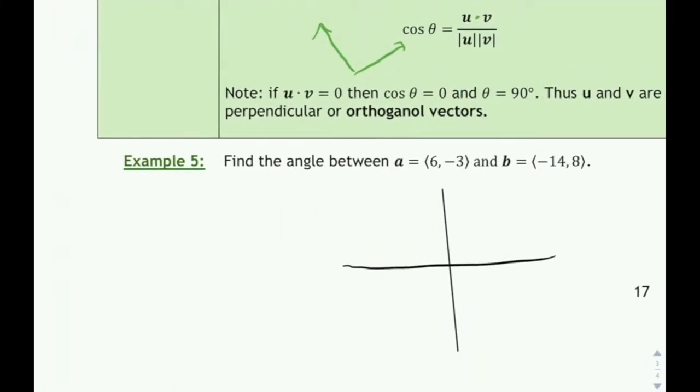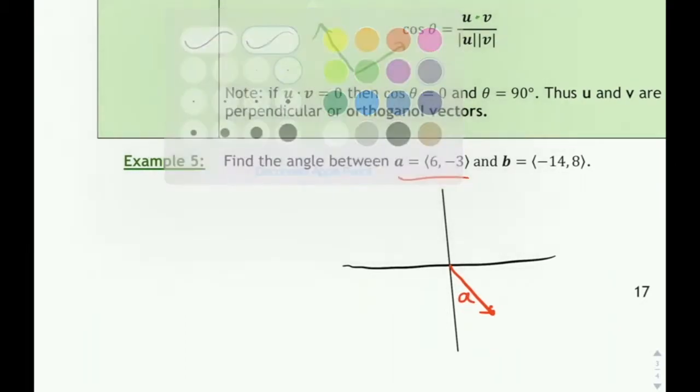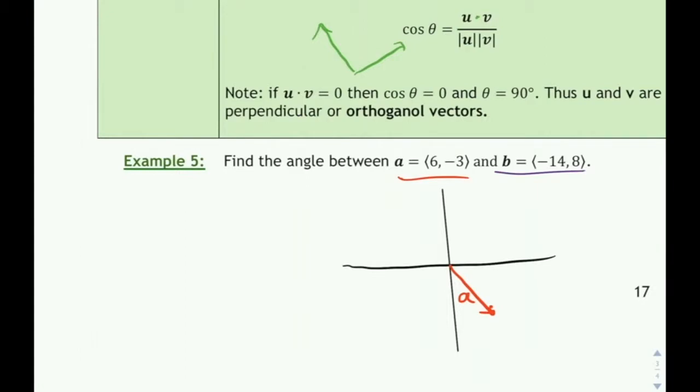So vector A is 6, -3. Oh man, I'm really terrible at making straight lines. So 6, -3 there for vector A, -14, 8 for vector B. Okay, if I'm using the formula, I don't really need to draw them, but hey, there they are.